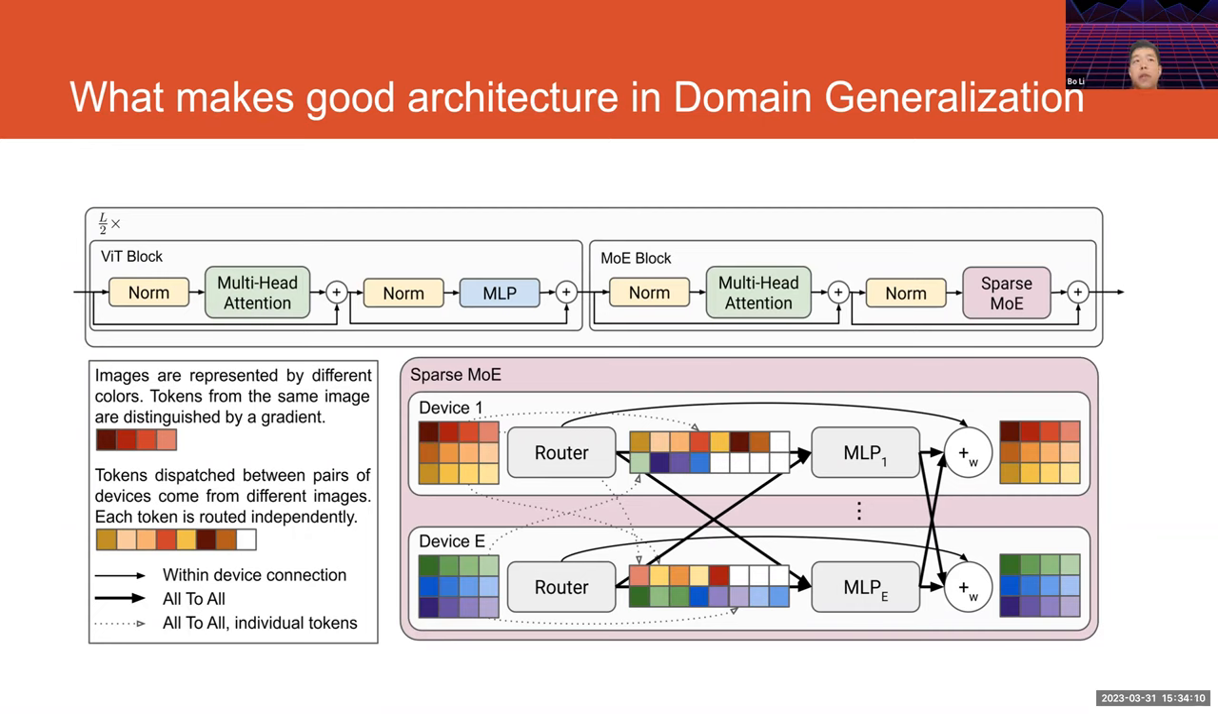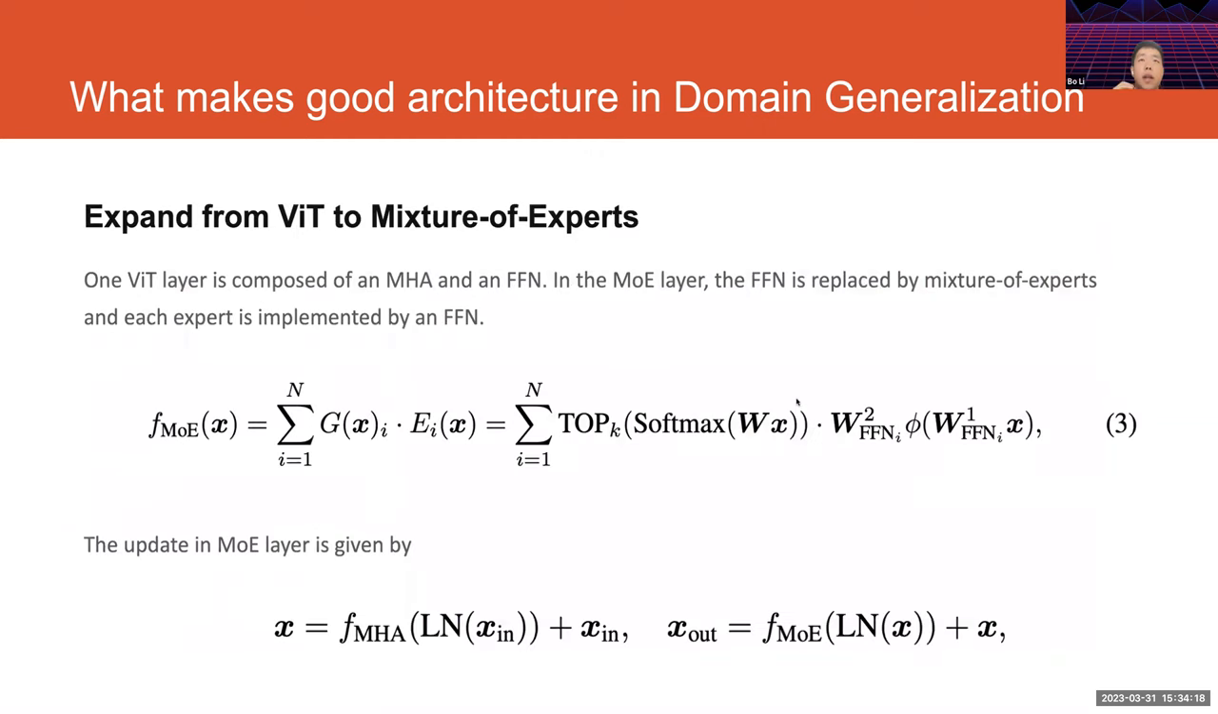Here we would further investigate whether such sparsity encourages better generalization performance. We can formally define an MoE layer by expanding the ViT's FFN definition. One ViT layer is composed of a multi-head attention (MHA) layer and a feed-forward neural network (FFN) layer. In the MoE layer, the FFN is replaced by a mixture of experts, and each expert is implemented by an FFN. And here is a definition of the neural architecture.